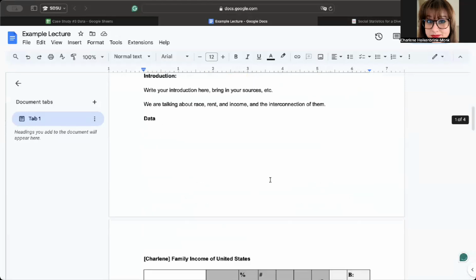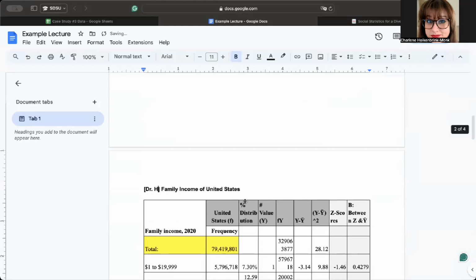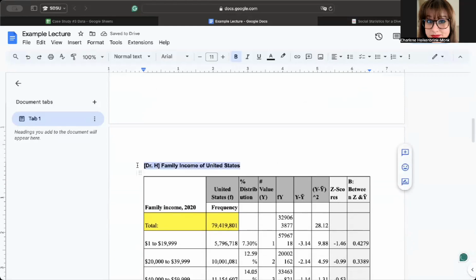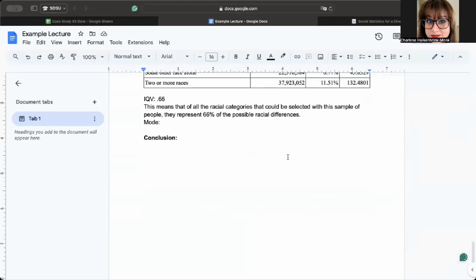So you'll have your introduction and then you'll have the data. You could put Dr. H, so I know that is mine and it's the United States, because at the conclusion, I'm looking for a detailed conclusion to explain the patterns that you're seeing, the differences, and wrap it back up with the introductory paragraph. The really important part of this is that you are not just looking at data, but you need to also look at the differences across the data.